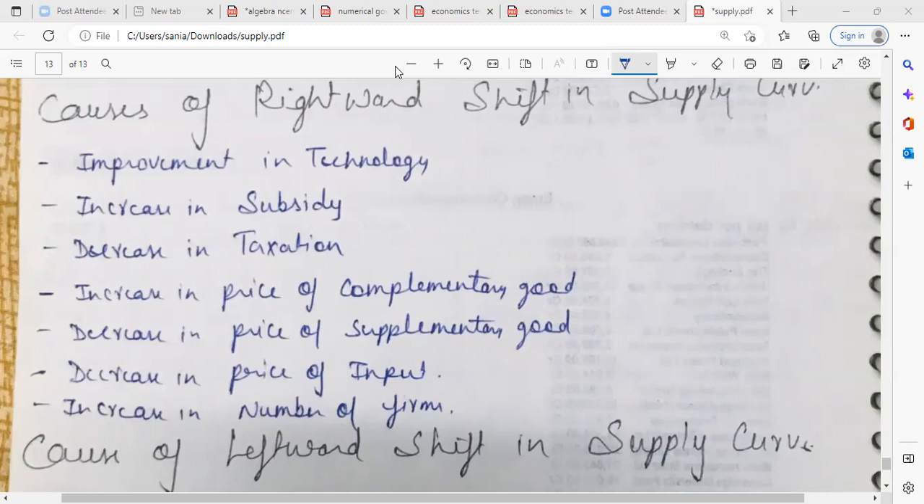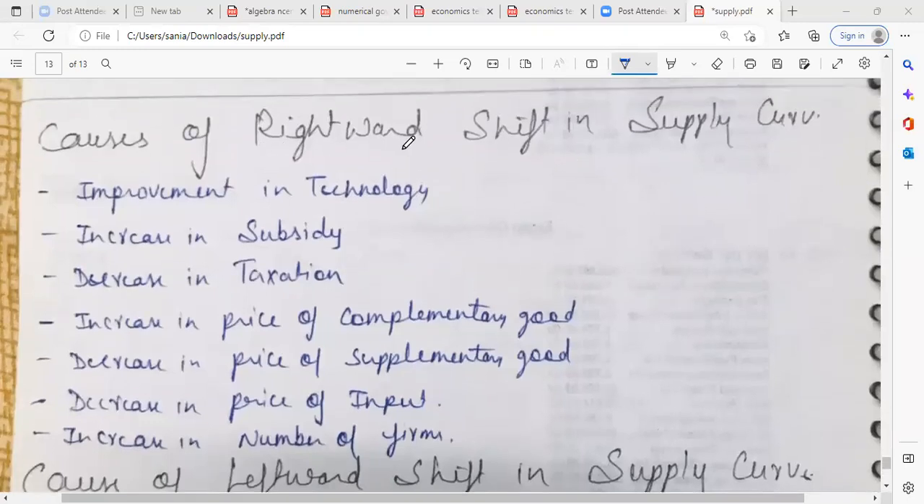When it's a change in price, what will be the cause? Here everything is due to price. If it is moving upward, what will be the cause? Increase in price. So that's why I have not mentioned causes of movement. I have only mentioned causes of shift. Why? Because movement only takes place due to price, no other factor, right? So if it is upward movement, then it is due to increase in price. If it is downward movement, then it is due to decrease in price.